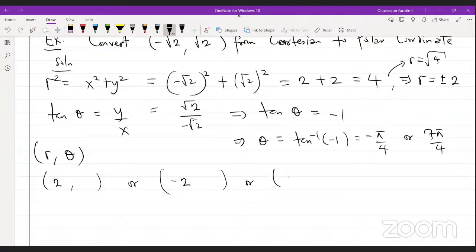Take a look, guys. Now I have the r's all filled in. What about theta? Theta can be either negative pi over 4 or 7 pi over 4. So this is negative pi over 4. Over here we could have the same, negative, this guy, 7 pi over 4. There should be a negative sign here. Yep.